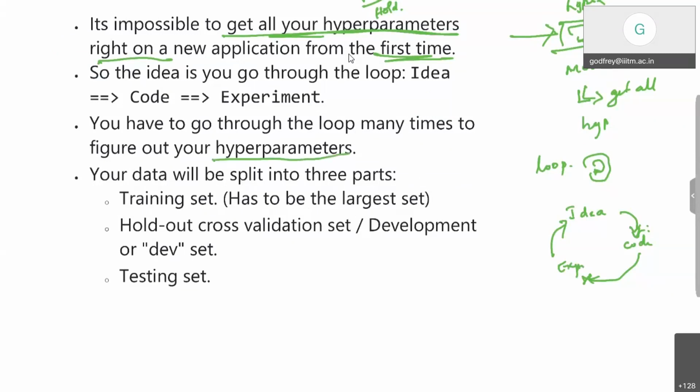And for every application, we can find that the hyperparameters which work for one application may not work for another. So you need to really figure out what they should be.